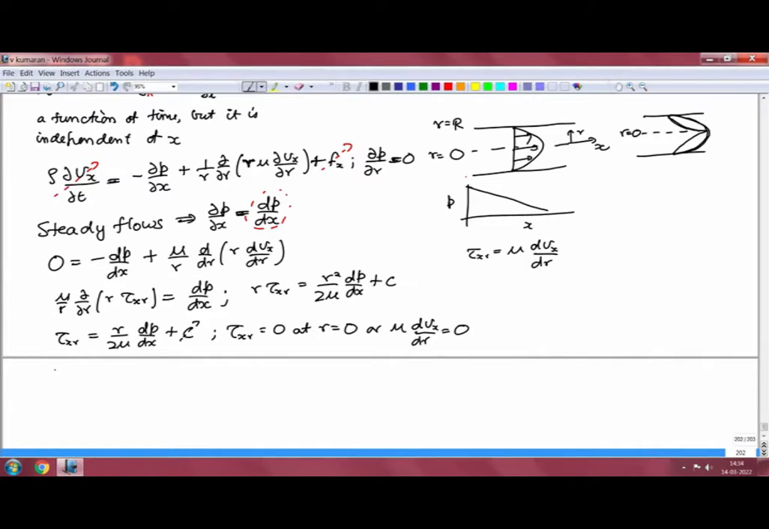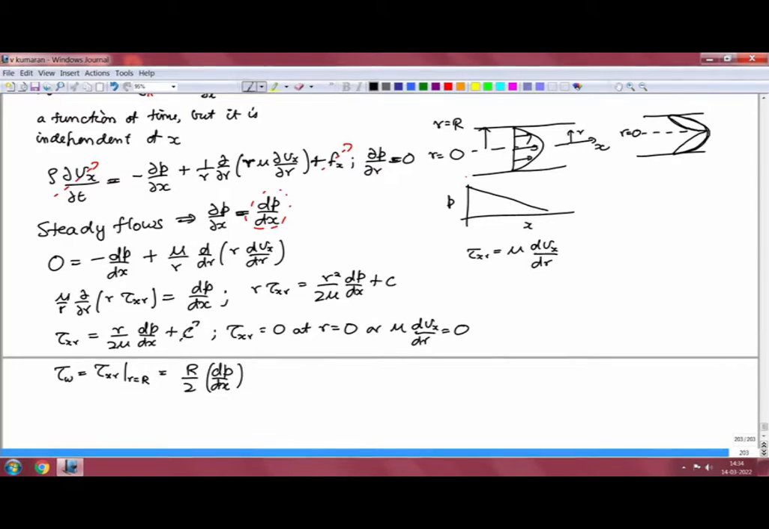Now, the wall shear stress tau w is equal to the value of tau xr at r equal to R, where R is the radius of the pipe. And so, this is equal to R by 2 dp by dx. Note that dp by dx is negative.